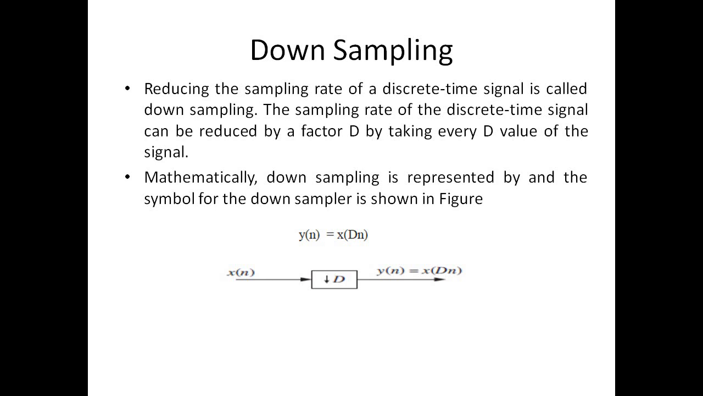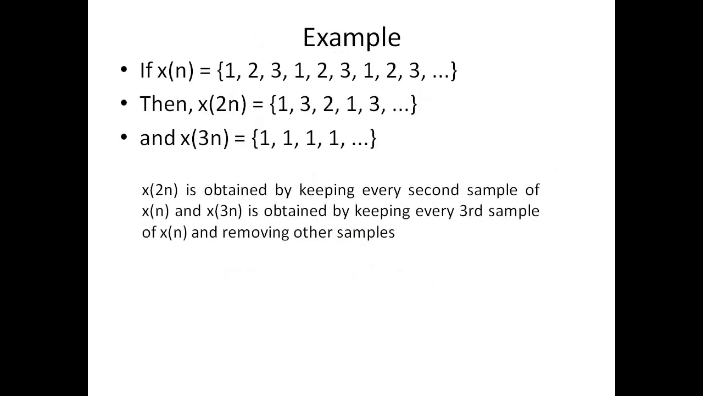Downsampling. Basically, downsampling refers to reducing the sampling rate of a discrete time signal. If you reduce the sample rate of a discrete time signal by a factor d, then the signal is referred to as a decimated or downsampled signal, represented as y of n, which is denoted by x of dn, where d represents the factor by which the given input signal is downsampled.